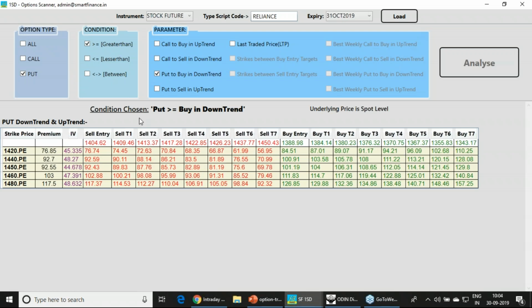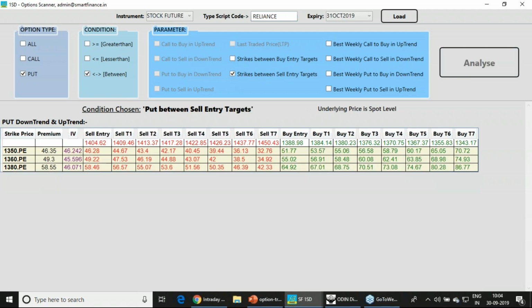So these are the same. Between strikes, we can say put options to buy, strikes to buy in the sell entry and target levels. So here too, these are the three strikes: if IndusInd Bank falls down to the 1389 level, you can buy the 1350 put or 1360 put or 1380 put, any one of these puts with these prices. So IndusInd Bank we have analyzed.